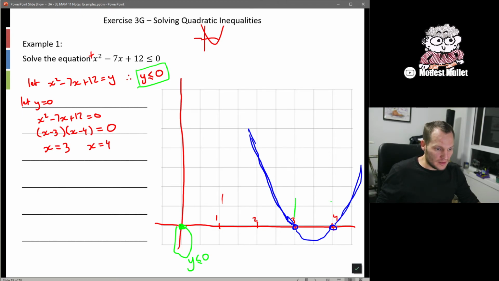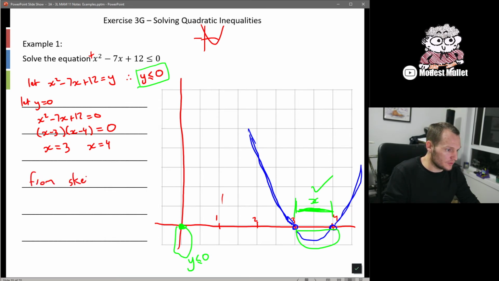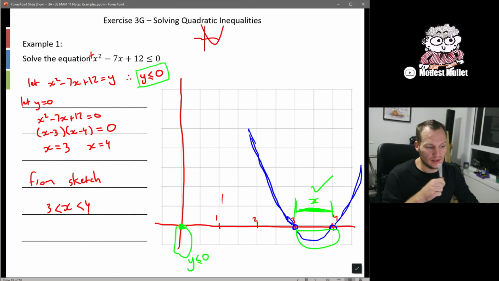Well, that means any x values in here give me these negative y values, so that's my happy range, that's my zone that gives me the required y. So what is that? Well, we can see from the graph, from the sketch, x needs to be between 3 and 4.